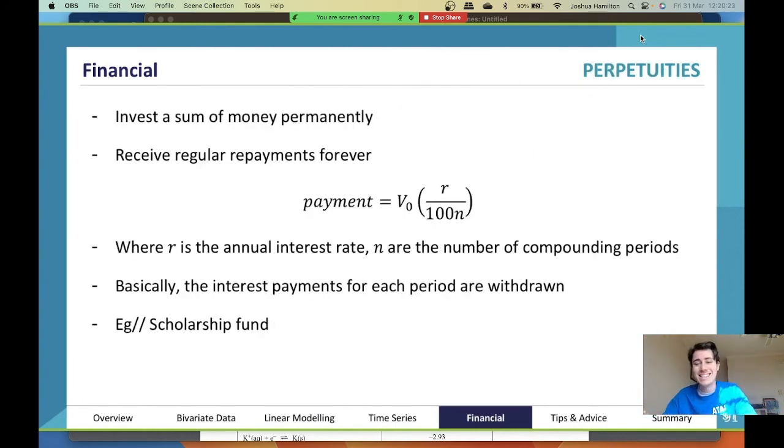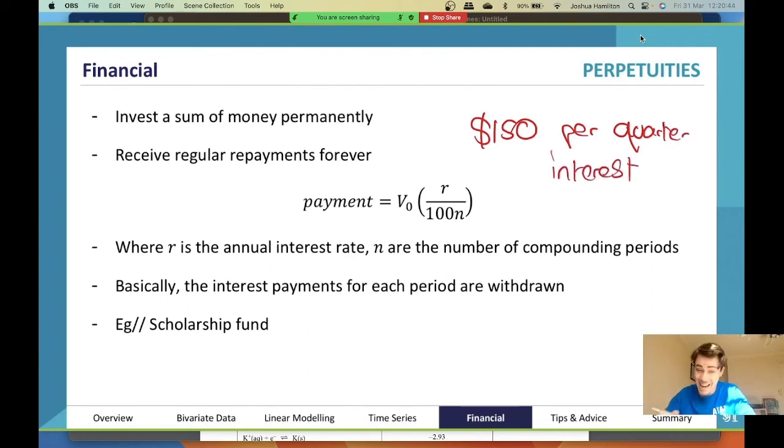A perpetuity is different to that in the sense that the money that is earned as interest, that money comes out, but the principal stays the same. So if you earn, I don't know, let's just say $150 per quarter in interest on this account, your withdrawal is $150 per quarter. So you're always going to earn the same amount of interest no matter what. It's just you're going to take that interest out every time. It's still compounding and it should be different, but because you keep the principal the same every time, it never changes.